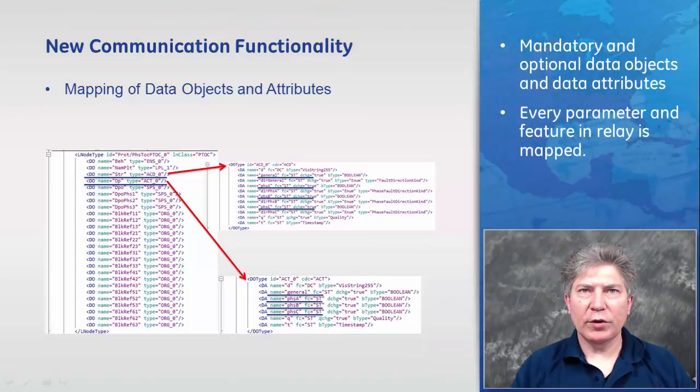In the logical nodes, we not only map the mandatory objects, but we also include the optional data objects and data attributes as well. This means that every parameter and feature available in the relay is now mapped. The comprehensive and self-described data makes it easier to integrate the IEC 61850 services such as reports, Goose, and client server.